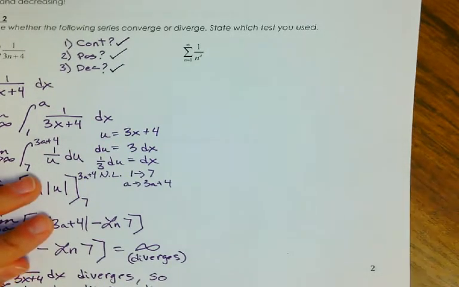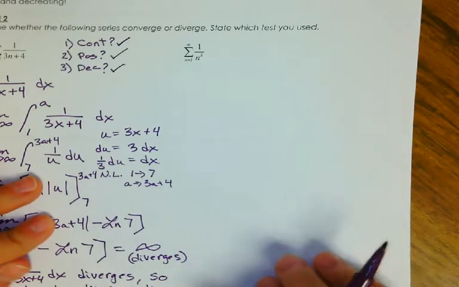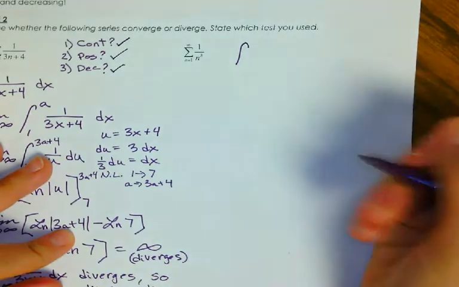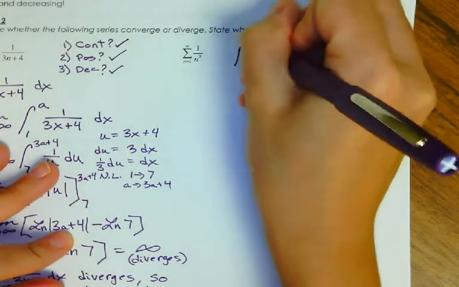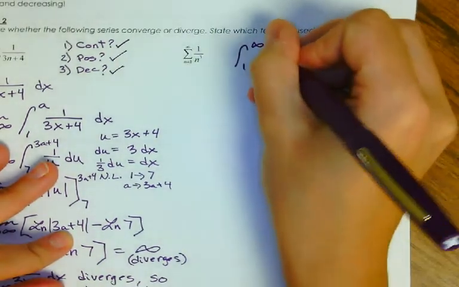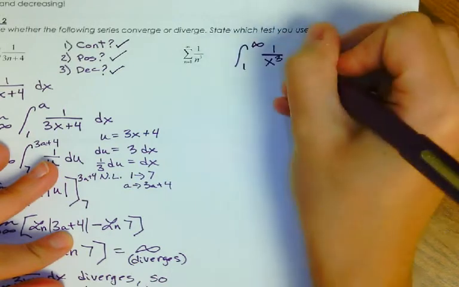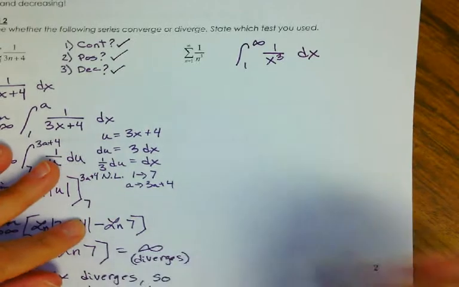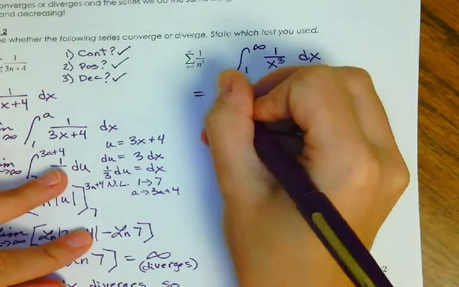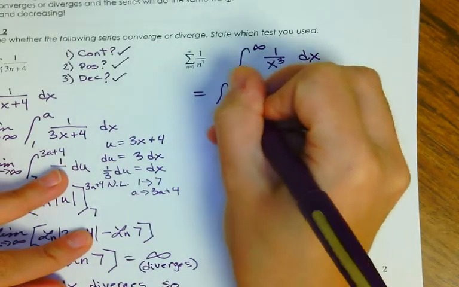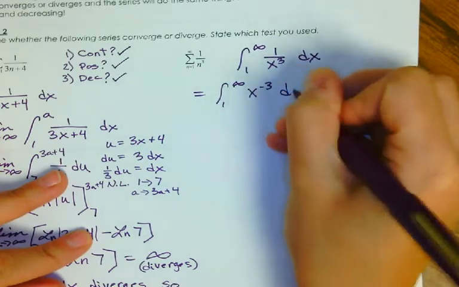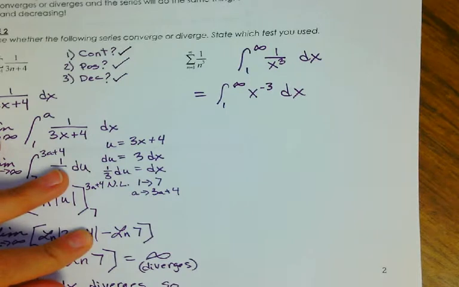Okay, so now that I've met my conditions, I need to say, well, what test am I going to use? Obviously, you would really use p-series, but since we're practicing the integral test, we're going to do that. So I'm interested in what the integral from 1 to infinity of 1 over x cubed dx is. Okay, that's what I'm interested in. So I know that I can rewrite that, right? That's going to be the integral from 1 to infinity of x to the negative 3 dx, okay?